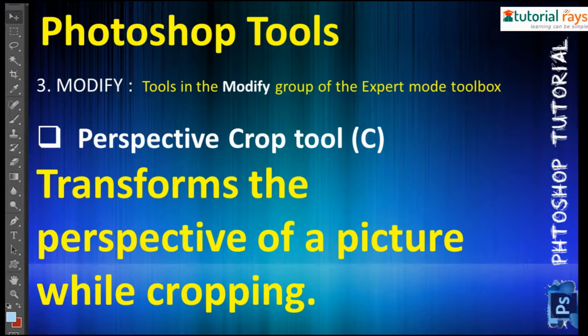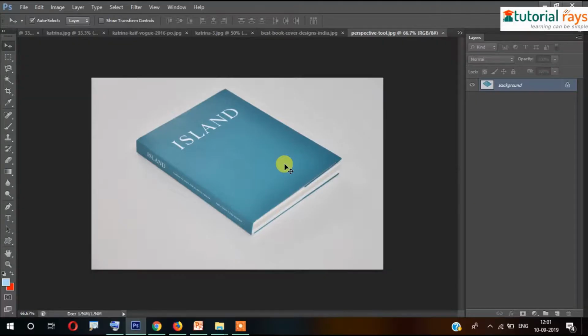So under Photoshop tools there is the option of modify. Inside that you will learn the perspective crop tool. So what does it do? It transforms the perspective of a picture while cropping. You have already used the crop tool, but this time I'm going to show you how the perspective tool works.